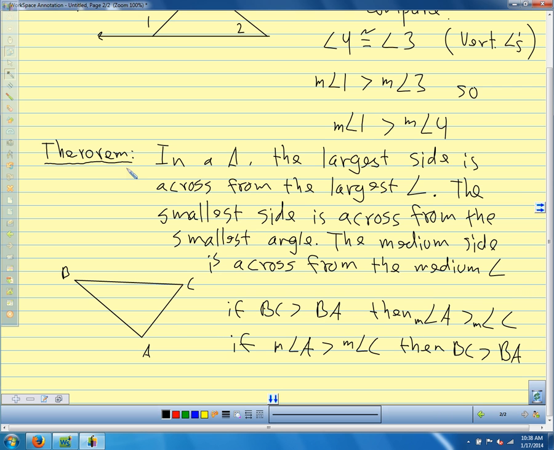So questions on this? It's a very intuitive idea. It makes sense. If the angle's bigger, the angle's opened up larger, the side that's across from it has to be pretty big to connect those two sides of the angle. If the angle is small, then the side across from it has to be small, because it doesn't take much to connect the two sides of the angle. So let's take a look at a couple of examples of that.